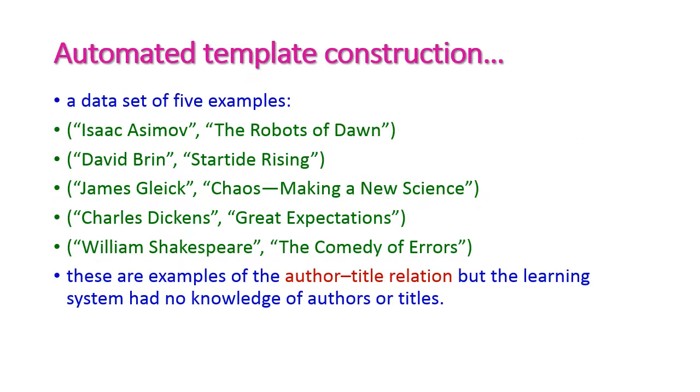Here we have 5 examples. If we observe these 5 examples, we can easily understand that this is the author-title relation, the author and title of a book. But when it comes to learning, the system does not know anything about the authors or titles.